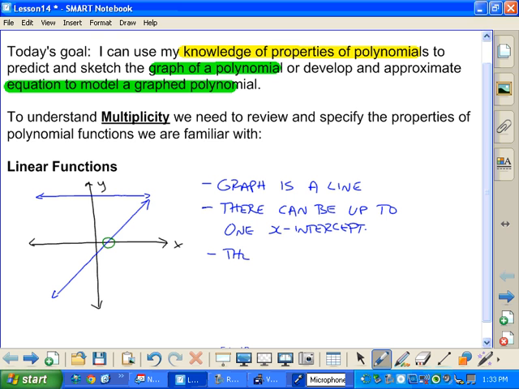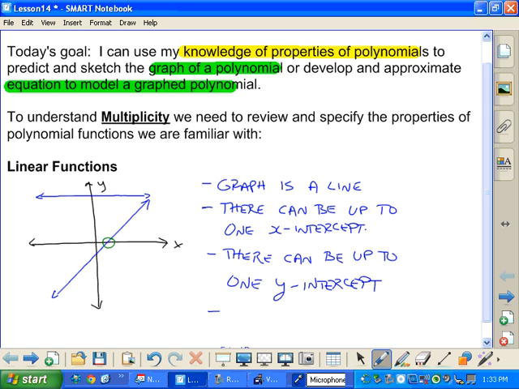Similarly, there can be up to one y-intercept. Same reason, except I could draw a vertical line.